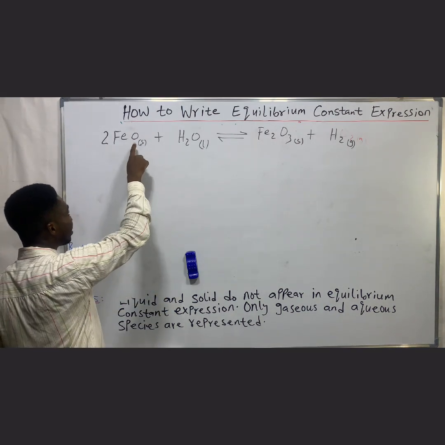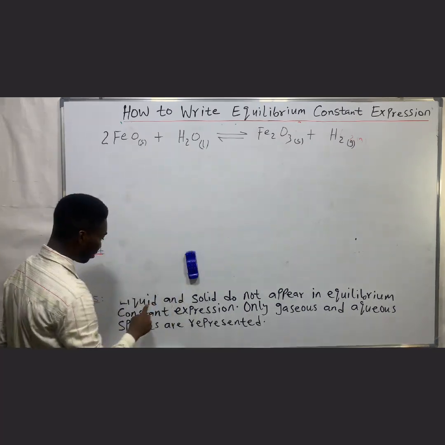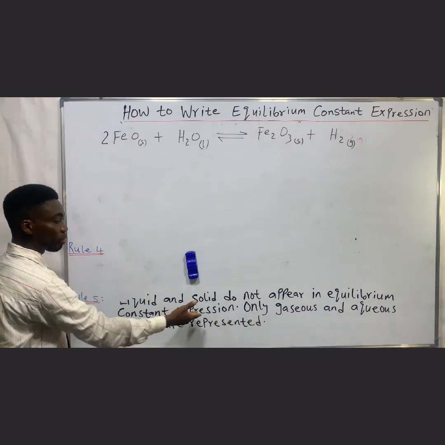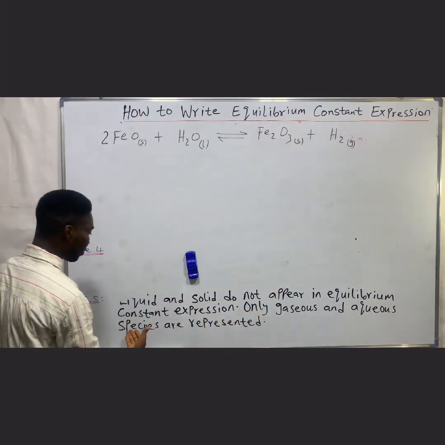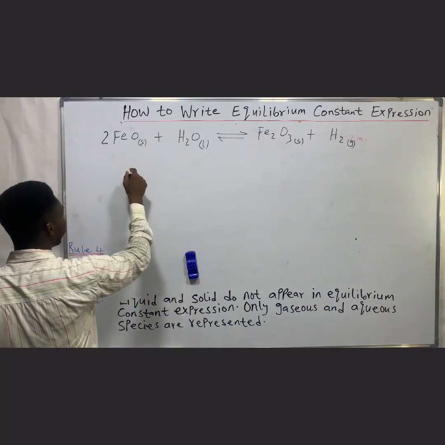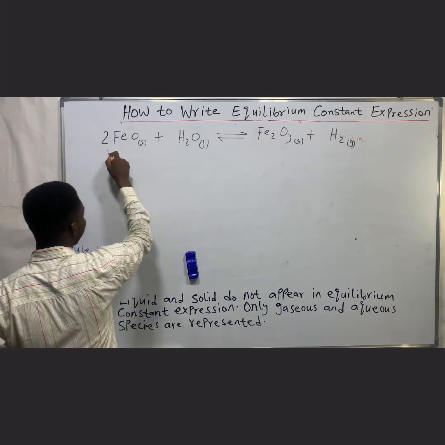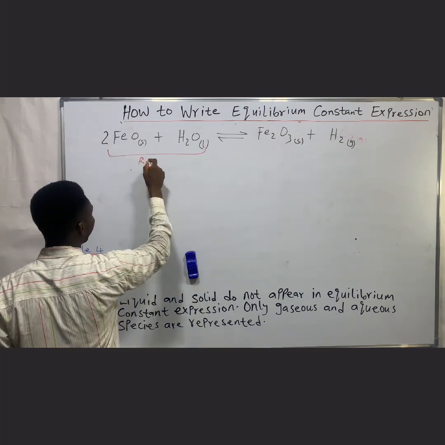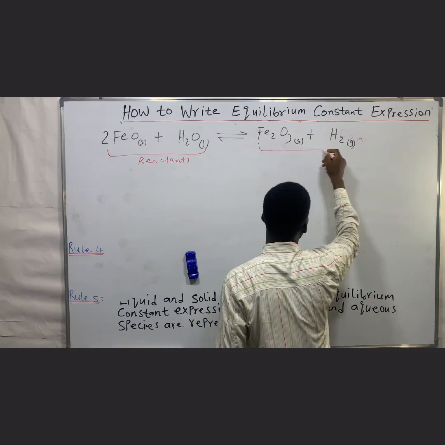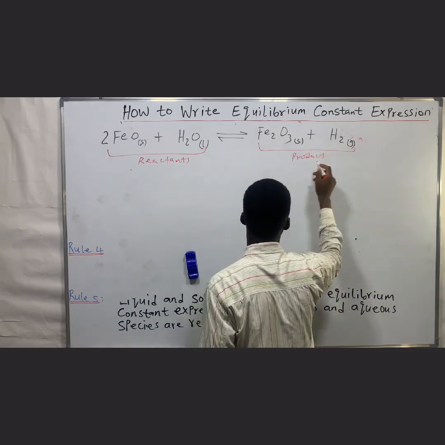We have already identified this, and this is liquid. Remember, we said liquid and solid do not appear in the equilibrium constant expression. Only gaseous and aqueous species are represented. So when we are writing the equilibrium constant, this is the reactant. These are the reactants. And these are the products.